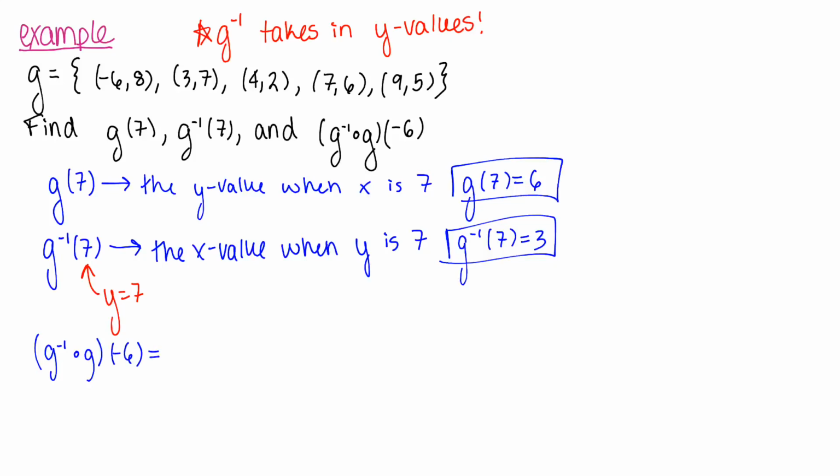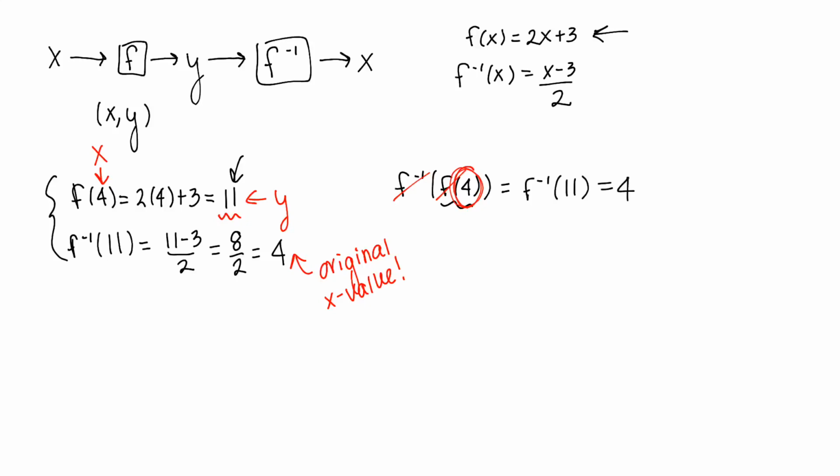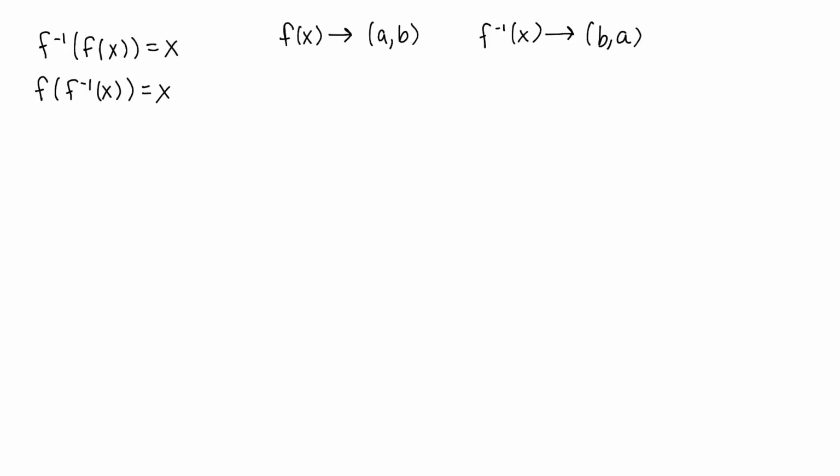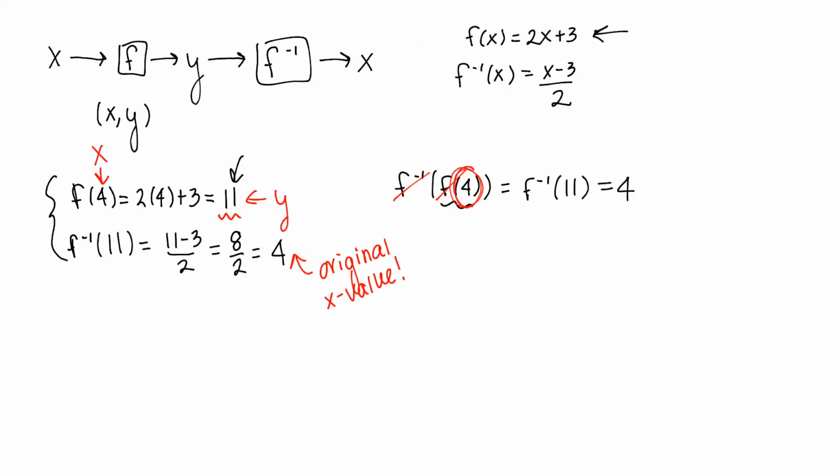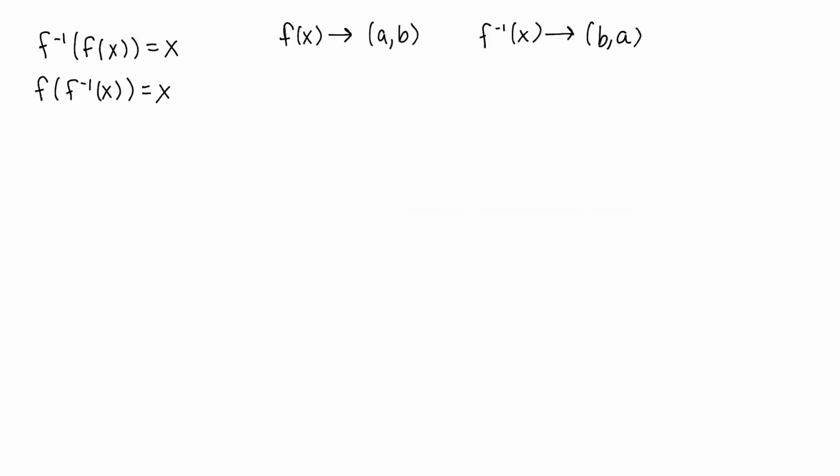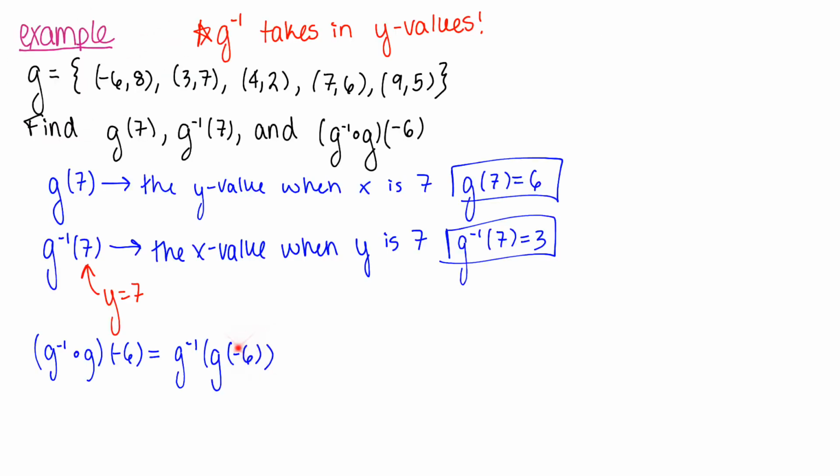For the last one, we have g inverse composed with g of -6. Let's write that in the notation that we're more familiar with. So this is g inverse of g of -6. Now, I did say back here and here that if you have f inverse of f, they're just going to cancel each other out and you're going to get that inside. That's what we said right there. So this should come out to be -6. However, let's go ahead and just check it out.